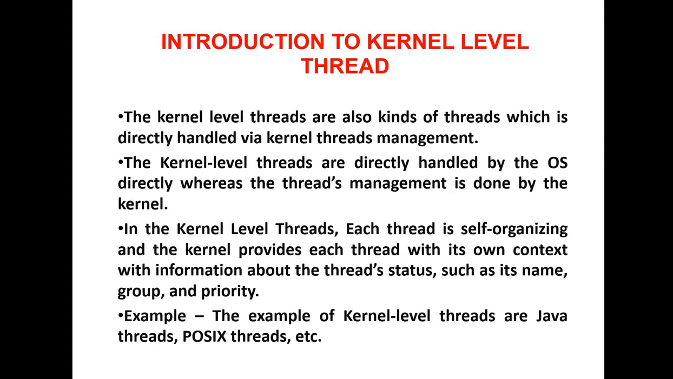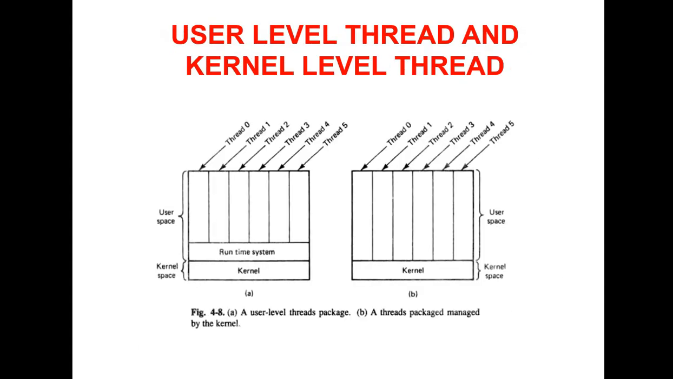Next, kernel level thread. The kernel level threads are also a kind of thread which is handled directly by the kernel thread management. Then the operating system supports the kernel level thread. Each kernel level thread is self-organizing and the kernel provides each thread with its own context with information about the thread status such as name, group and priority, etc.